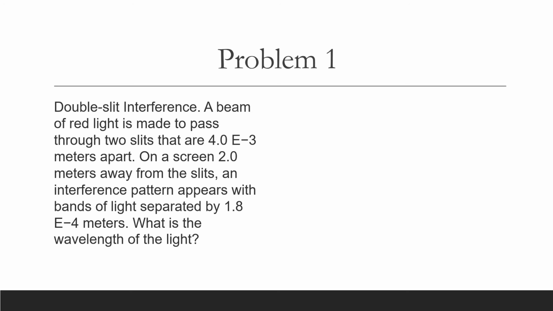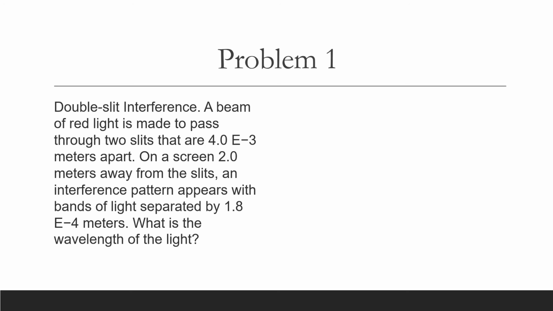A beam of red light is made to pass through two slits that are 4.0 e minus 3 meters apart. On a screen 2.0 meters away from the slits, an interference pattern appears, with bands of light separated by 1.8 e minus 4 meters. What is the wavelength of the light?